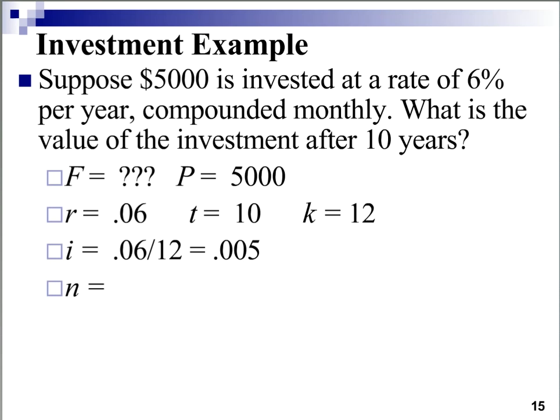And finally, little n is the total number of compoundings, or the total number of times that we're going to apply interest to this situation. Because we've got 10 years and we've got 12 per year, k times t is 12 times 10, or 120 total compoundings. Once all of this is filled out, we can then apply the formula rather easily.